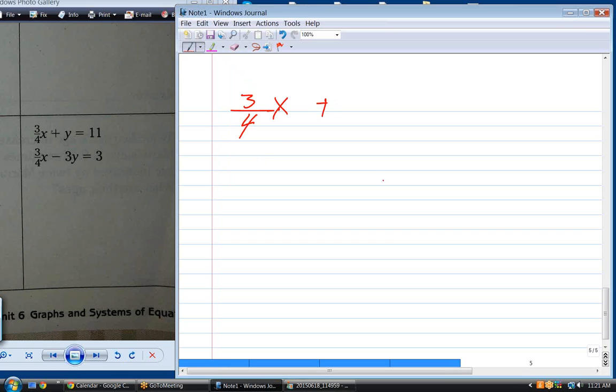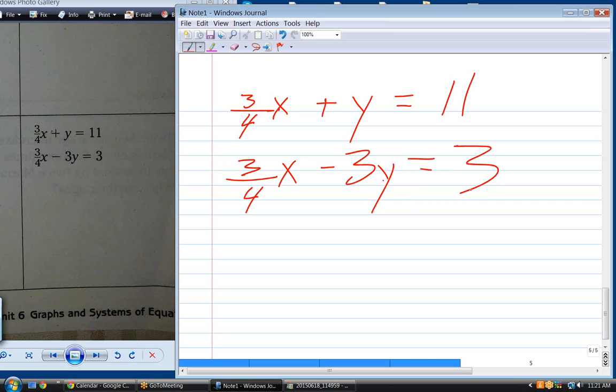What do you notice right off the get-go when you look at this problem? That I could multiply the top by 3. Well, when I said, what do you notice? What you should have noticed was that that is the same as that. So what can I do to eliminate a variable immediately? I don't have to do any multiplication first.